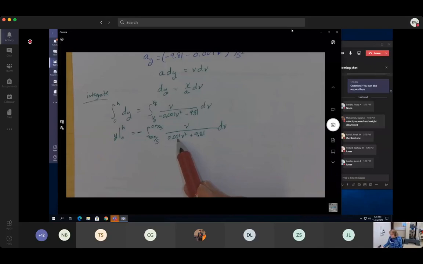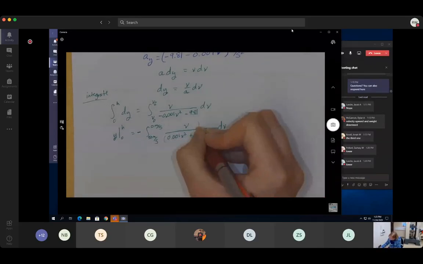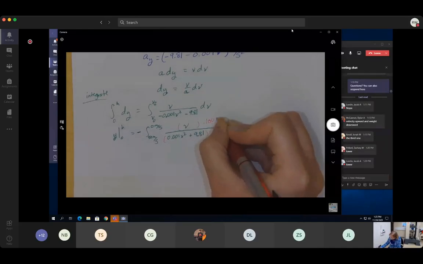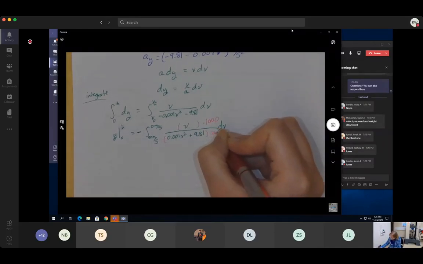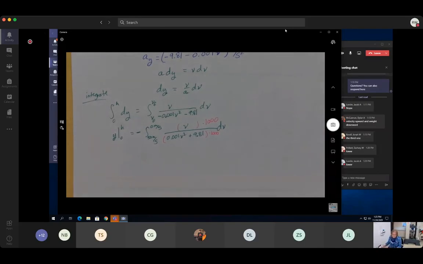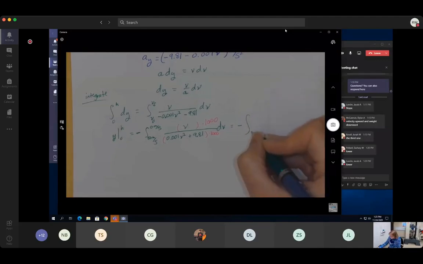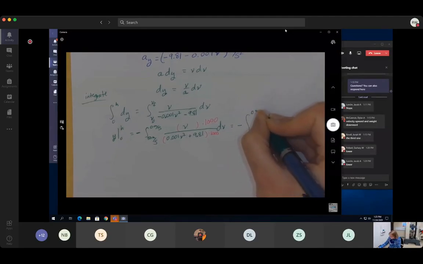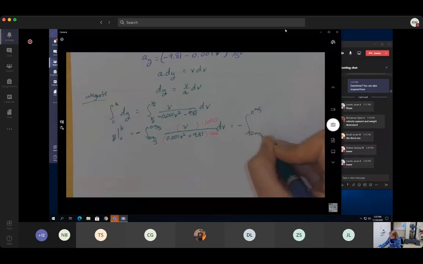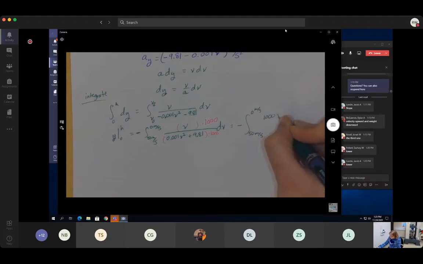Okay, and this 0.001 is a little bit annoying to deal with, so I'm going to just multiply top and bottom by 1,000 a piece. And so now we've got the negative integral from 50 to 0 of 1,000 v divided by v squared plus 9,810.